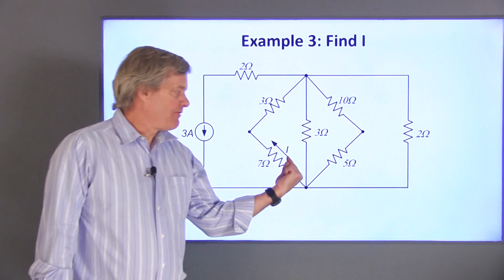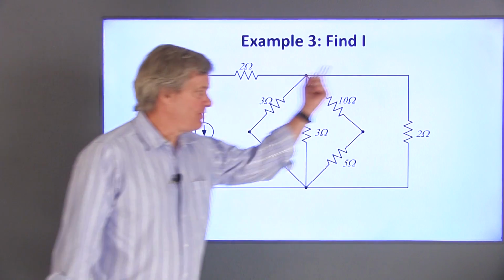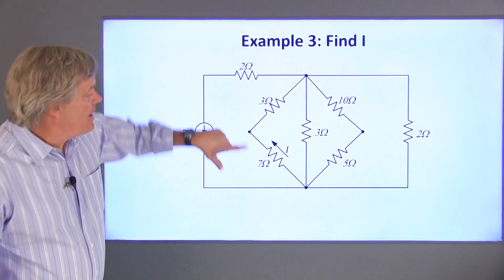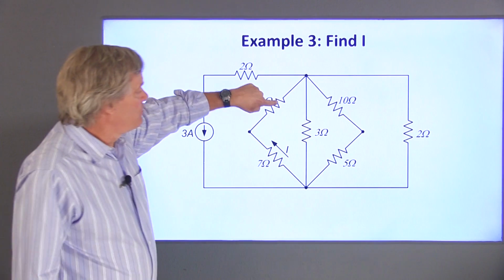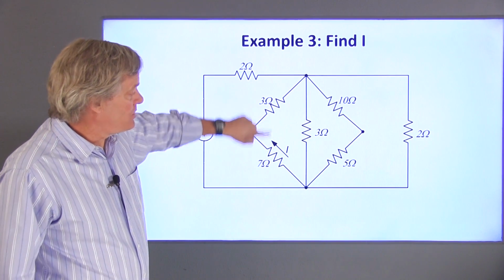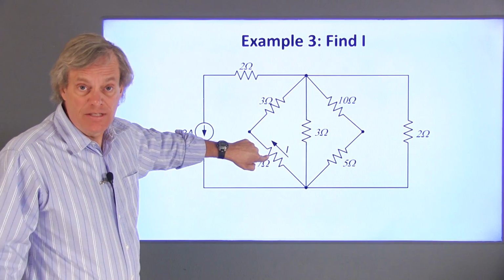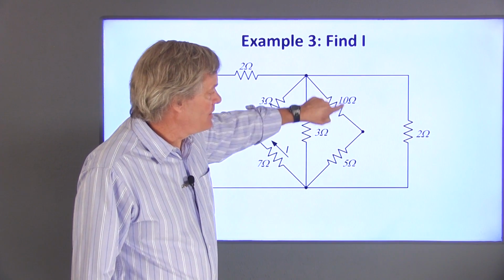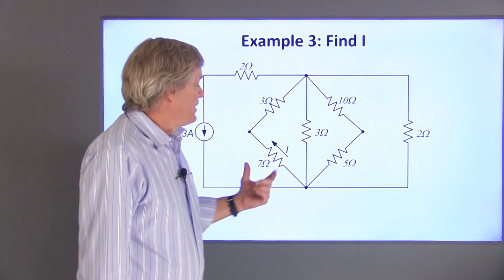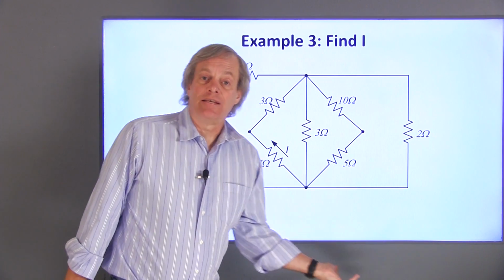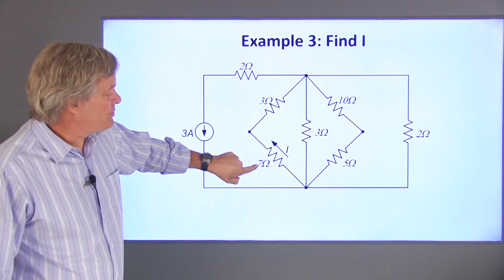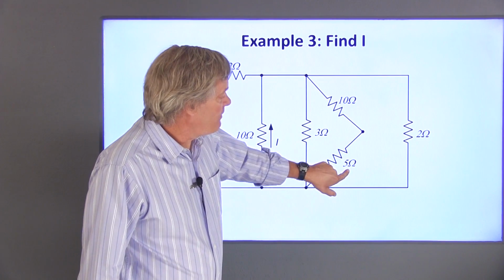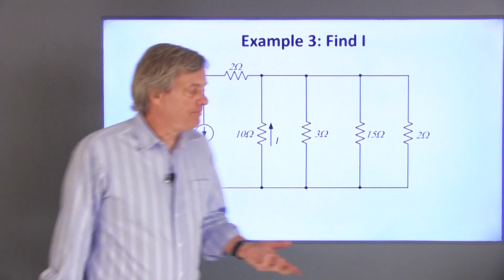In this example, we want to find this current I in this resistive network resulting from this 3 amp current source here. If I look at this node, I have only two resistors connected at that node. These two are going to share the same current, so they're going to be in series. Likewise, at this node, I have only two resistors connected. Those two are going to be in series. Let's make those replacements and then see where that takes us. So 3 ohms plus 7 ohms is equal to 10 ohms. And 10 ohms plus 5 ohms is equal to 15 ohms.